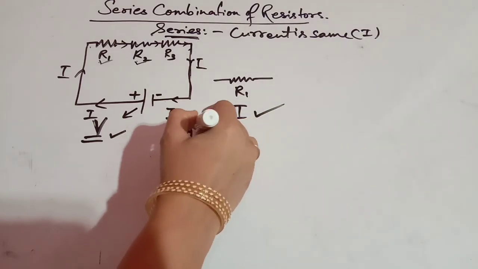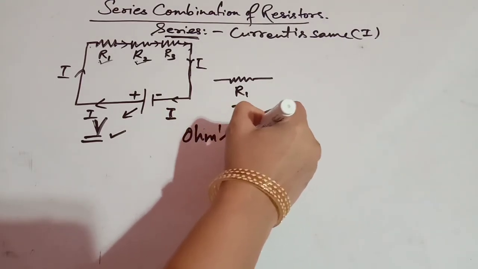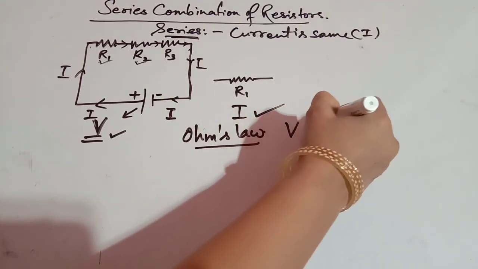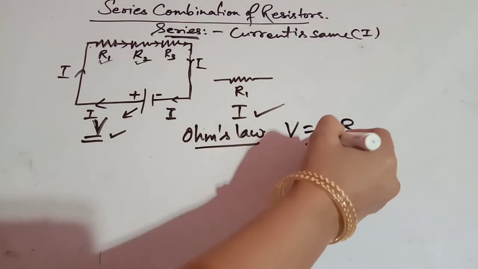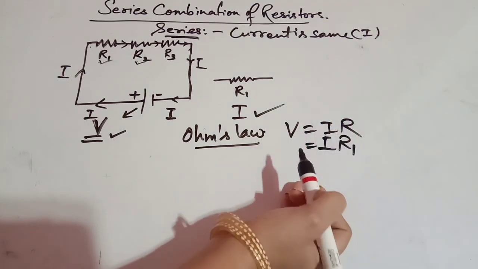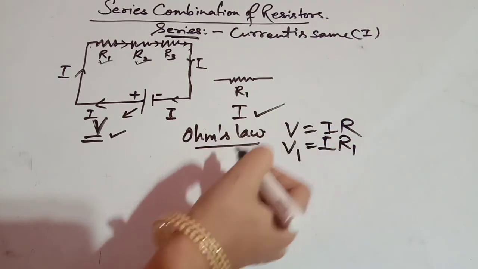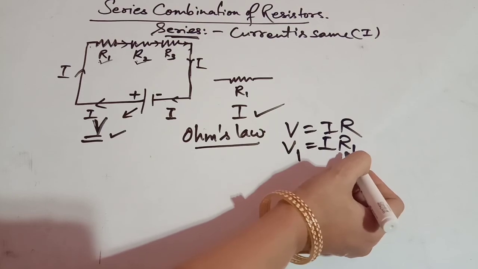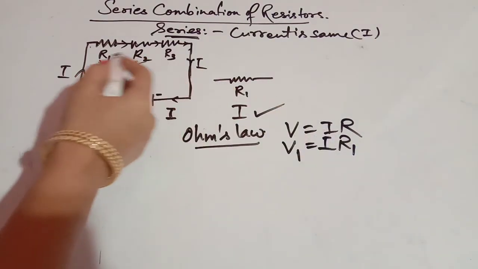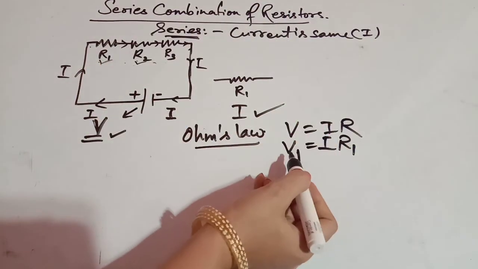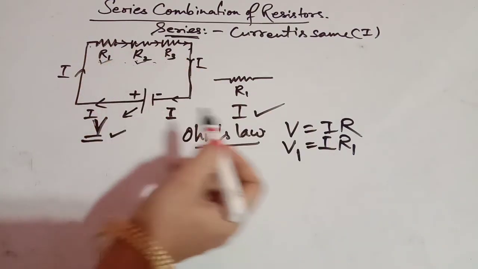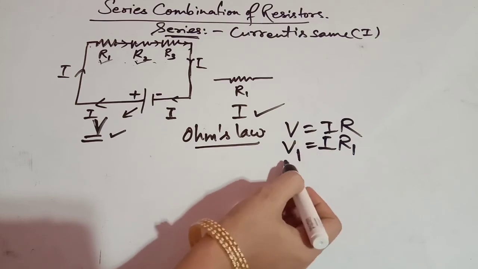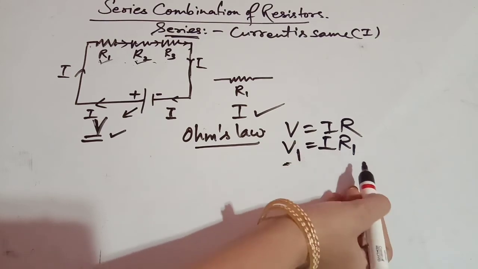So according to Ohm's law, we know V is equal to IR. When we apply this, it will be IR1, and we will name it V1. Why V1? Because R1 is different. R1, R2, R3 are three different resistors, so the potential difference will also be different depending on R1, R2, R3. For the first one we will name it V1. V1 is equal to IR1.